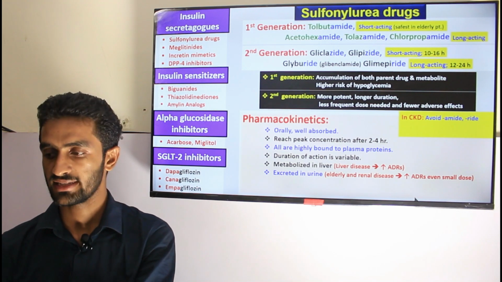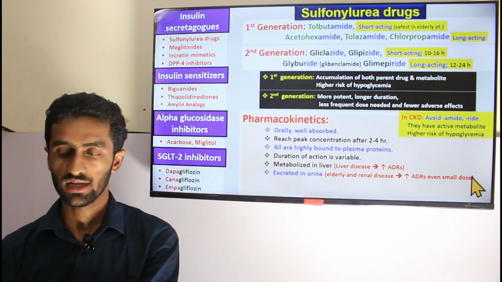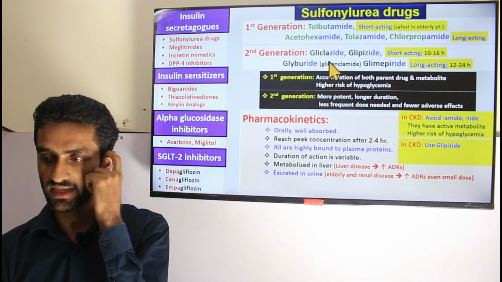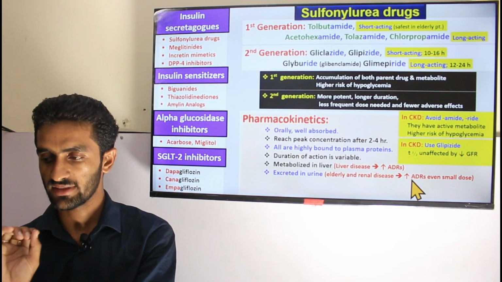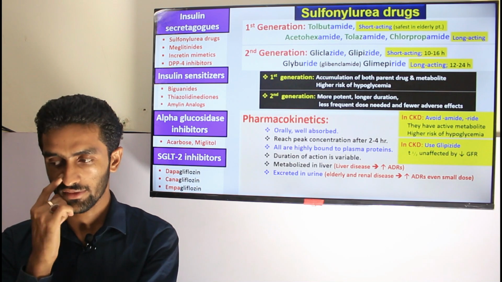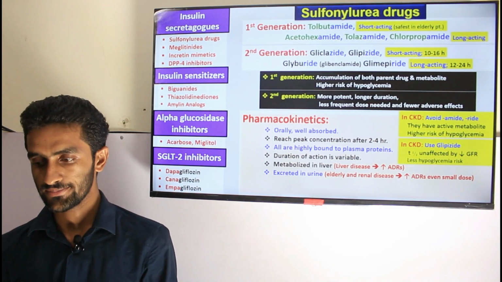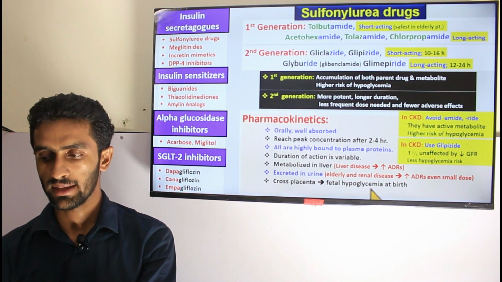So you should avoid these drugs because they have active metabolites, so there is higher risk of hypoglycemia. So what you should choose is glyphoside, which is the short acting second generation, because its half life is unaffected by decreasing GFR, so there is less risk of hypoglycemia. Okay. And they can cross the placenta and cause fetal hypoglycemia at birth.